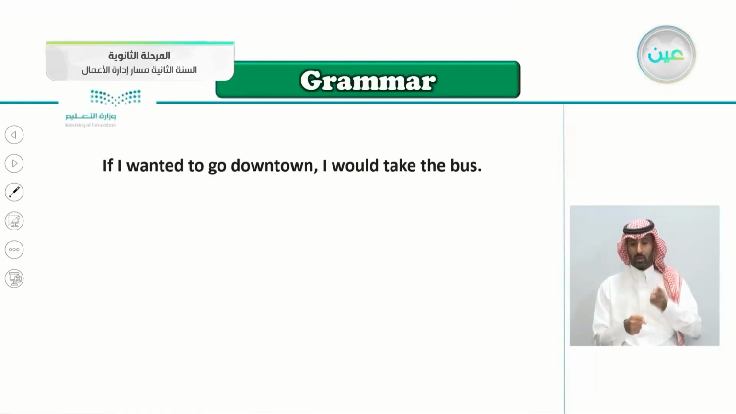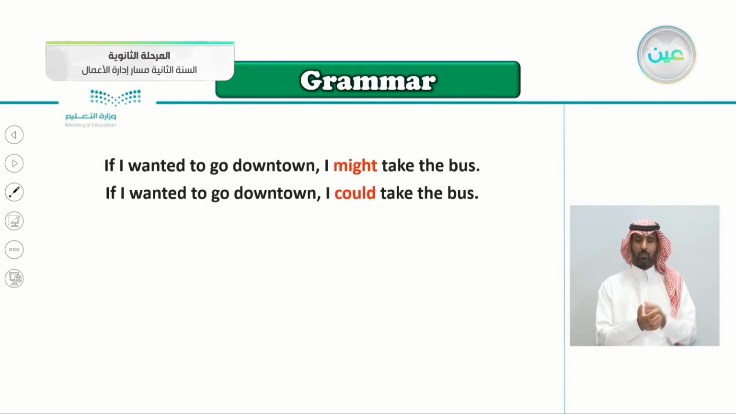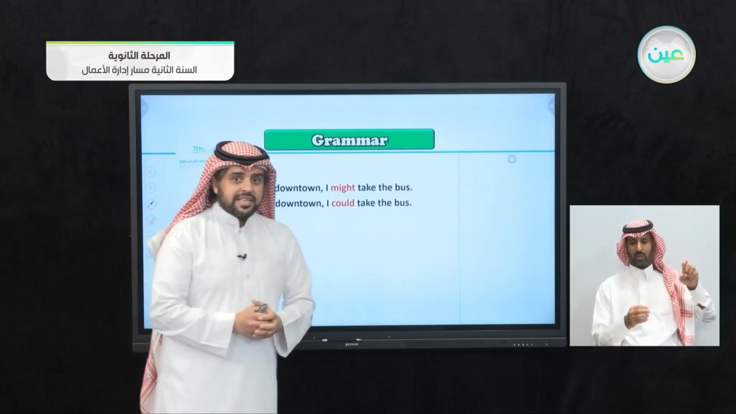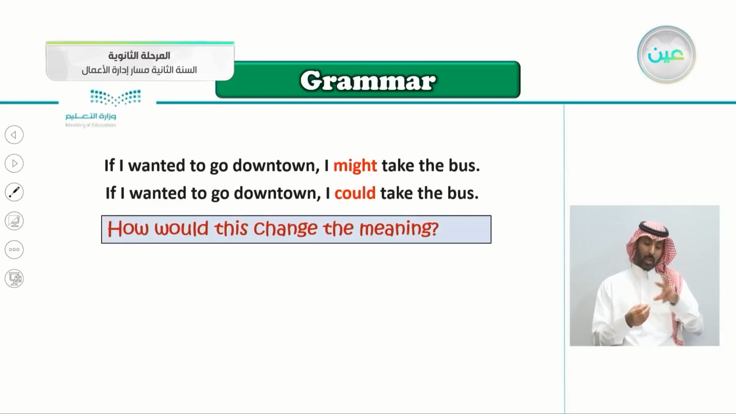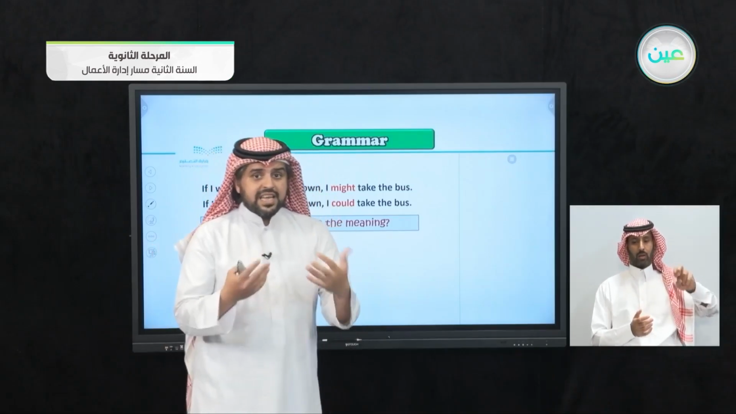This is again the sentence. If I wanted to go downtown, I would take the bus, and focus on the word would here, because if we change it to might or to could, if I wanted to go downtown, I might take the bus. If I wanted to go downtown, I could take the bus. Is there any difference in the meaning here? Would, might, or could? So this is the question here. If I change would to might or could, how would this change the meaning?